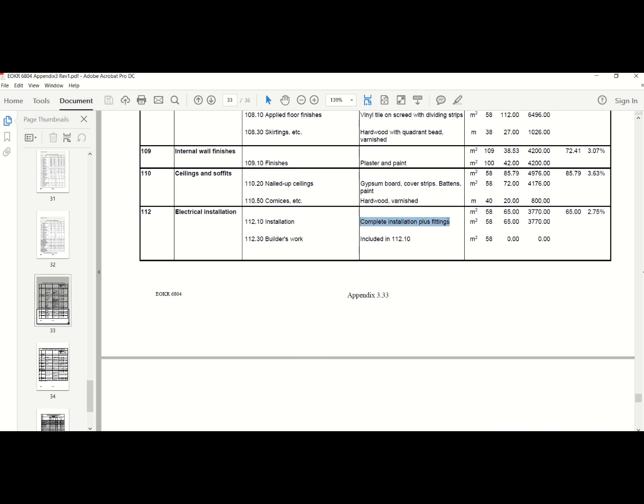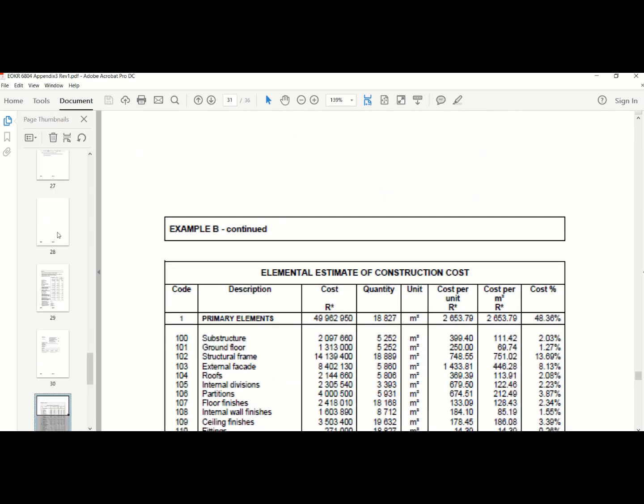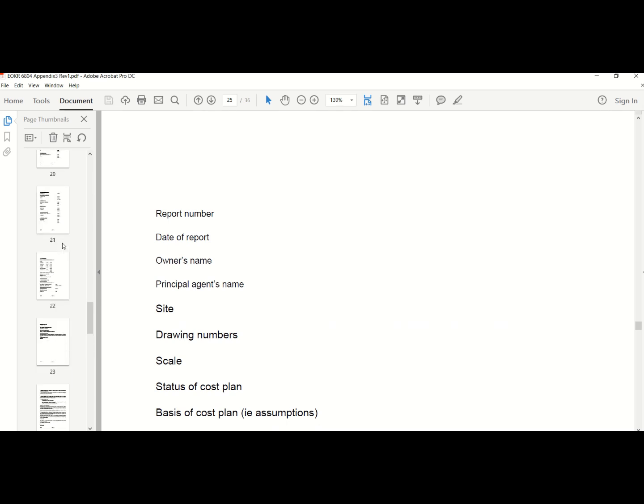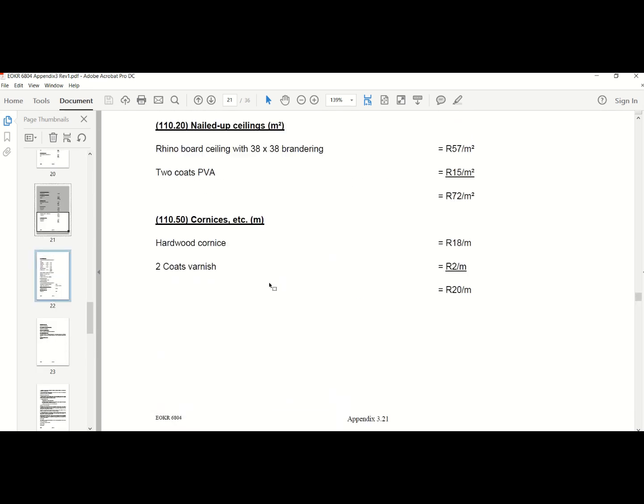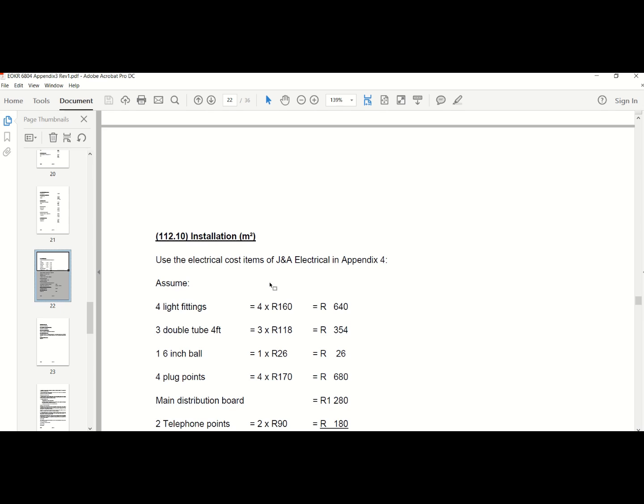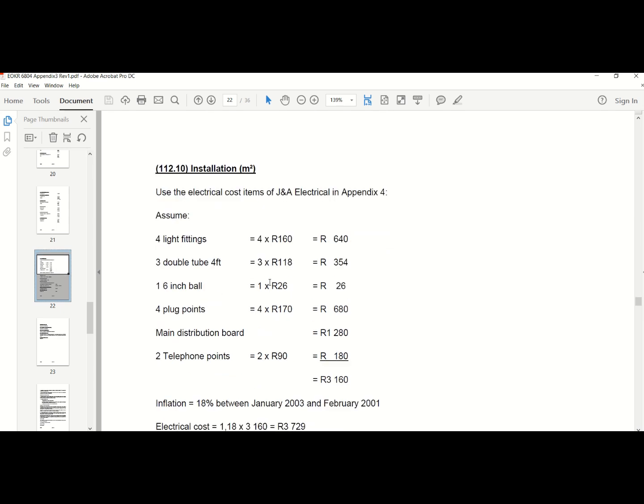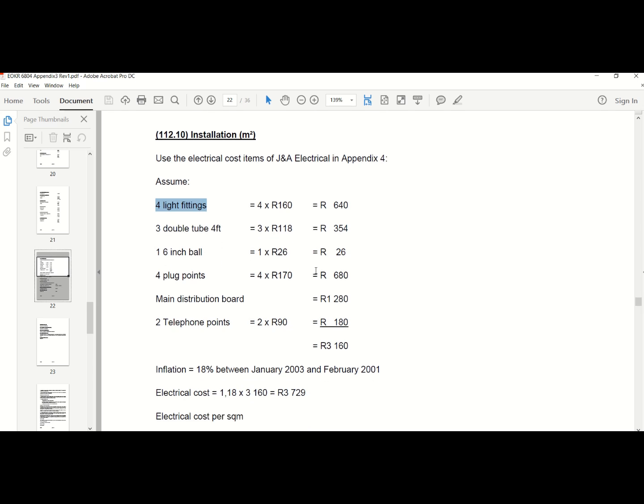So what they've done in this exercise is they measured the total square meter, and then they have the installation cost for the electrical work, and going to the cost or the rate build-up, okay, so here's the installation for the electrical work. So basically they used an electrical installation of a previous project and they divided it with the cost basically. So what they had here is a previous project. They had 4 light fittings with a rate of 640.